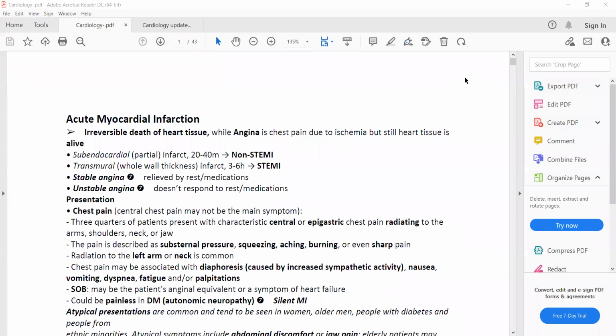Today we are going to start cardiology, and the first topic that we are going to discuss is acute coronary syndrome. So what is acute coronary syndrome?